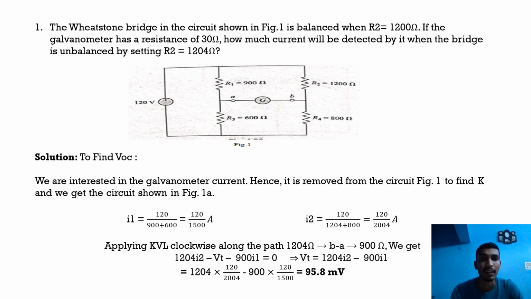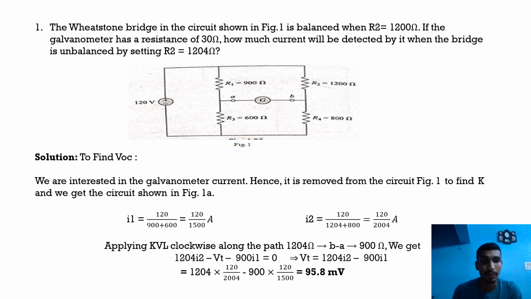The first numerical: the Wheatstone bridge in the circuit shown in figure 1 is balanced when R2 is equal to 1200 ohm. If the galvanometer has a resistance of 30 ohm, how much current will be detected by it when the bridge is unbalanced by setting R2 equal to 1204 ohm? So first we'll find out the VOC.